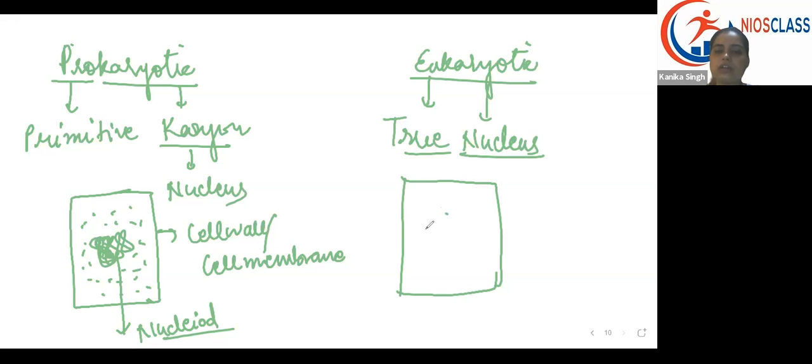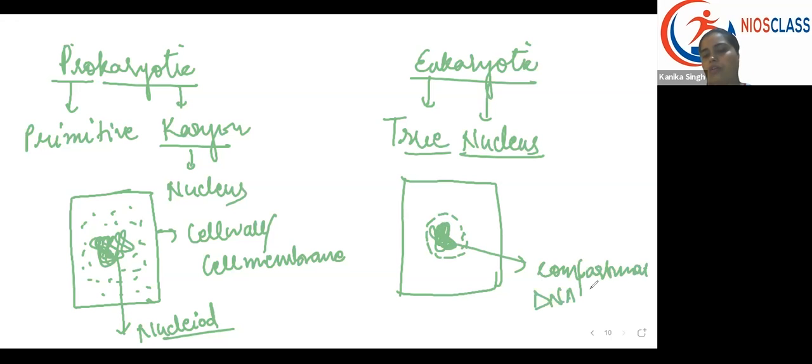Whereas in case of eukaryotic cell, there is a defined nucleus, a nuclear envelope is present, and in this nucleus there is a separate compartment for DNA or RNA. Can you please tell me the full form of DNA or RNA, Ankit? Or do you know about the full form? If you do, please tell me. If you don't, I'll tell you. Okay, we'll see what Ankit is saying. Deoxyribonucleic acid, very nice, Ankit, very nice, and ribonucleic acid.